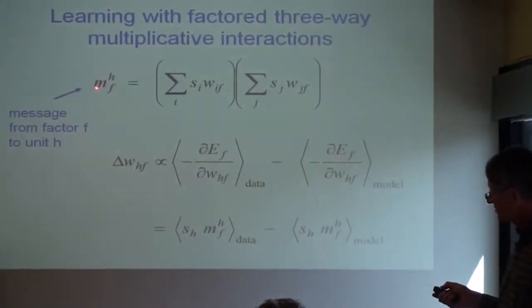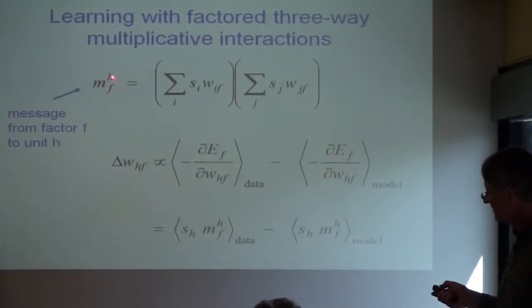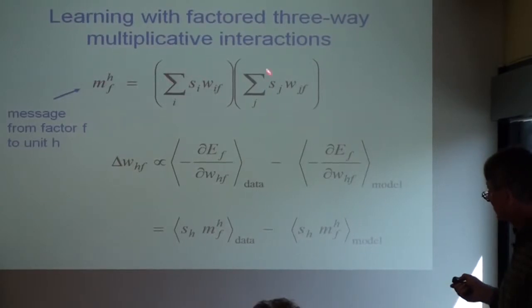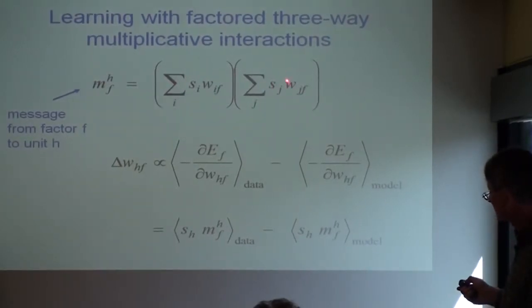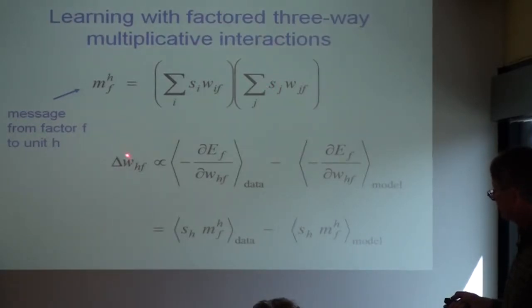So this is the message that goes from factor f to hidden unit h. And that message is the product that we got at those two lower vertices, the product of the sums that you computed on the pre-image and the post-image. And the way you learn the weight on the connection from factor f to hidden unit h is by changing the weight so as to lower the energy when you're looking at data and raise the energy when you're constructing things from the model or just reconstructing things from the hidden units you got from data.